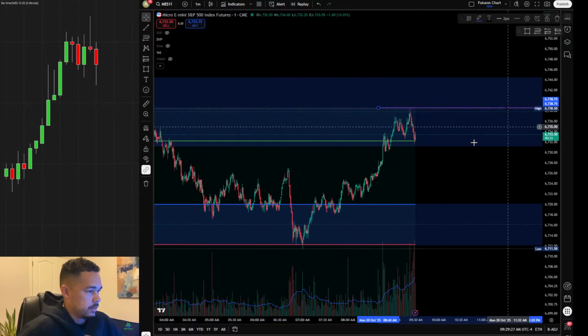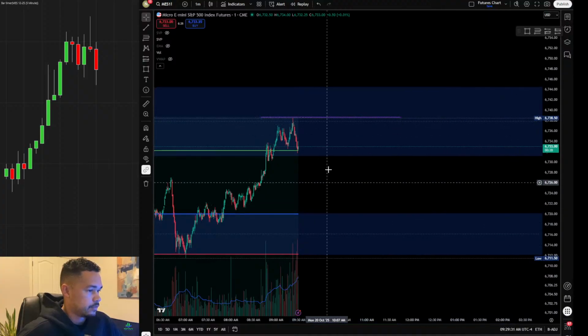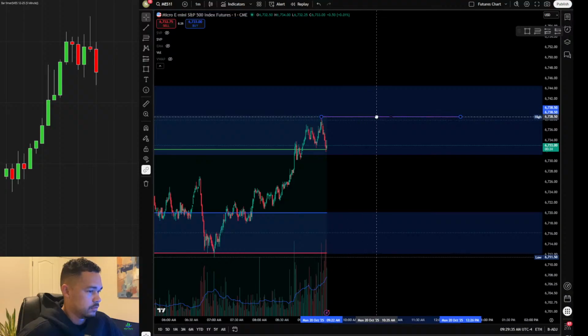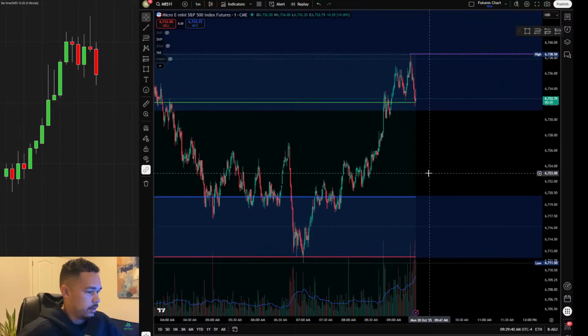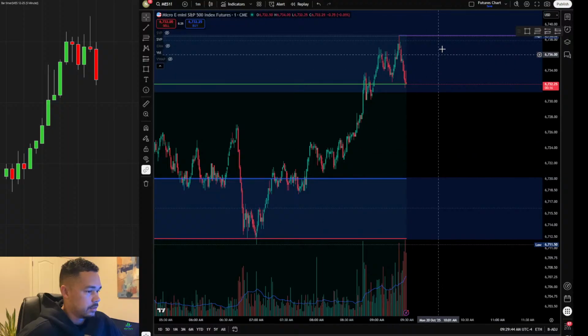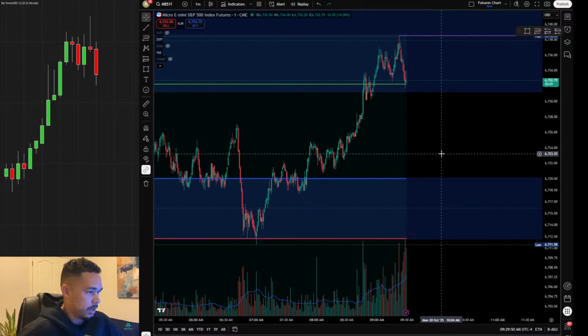So I'm going to put this right here. And then I'm going to look for another low. Typically where price ends up after consolidation ends up having a strong move either to the upside or the downside.